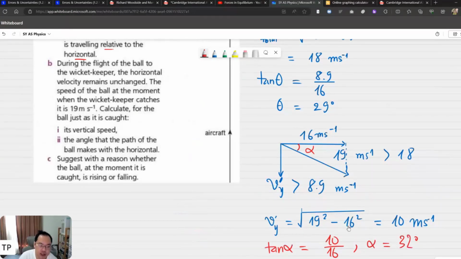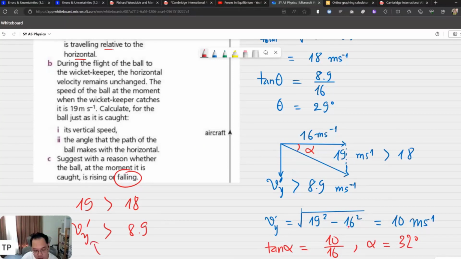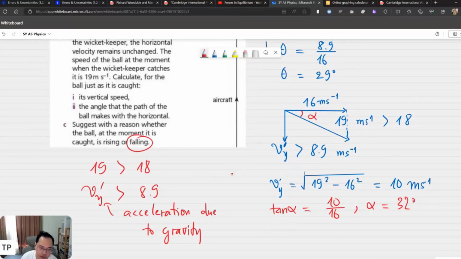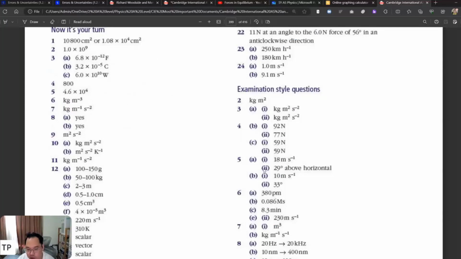The last one, question C: suggest with a reason whether the ball at the moment it is caught is rising or falling. I already explained that. It must be falling because the speed is greater, 19 is greater than 18, meaning the new vertical velocity is greater than the old one, 8.9, because of the acceleration due to gravity, the weight. Therefore it is falling, not rising, because there are no other forces accelerating the ball. The only reason the speed is 19, greater than 18, is gravity. That's why I changed the drawing from going up to going down. Okay, that is it.